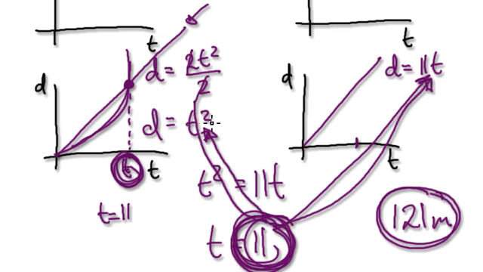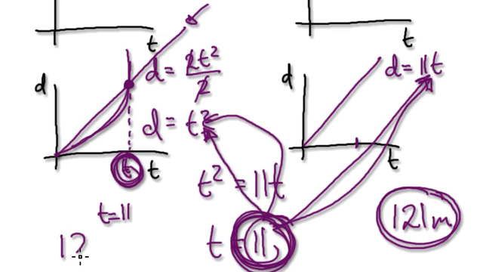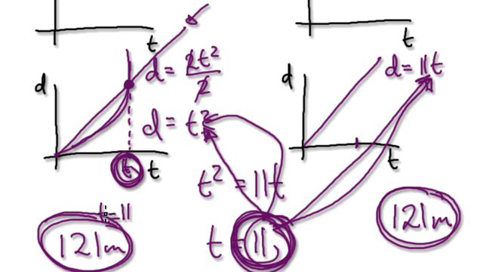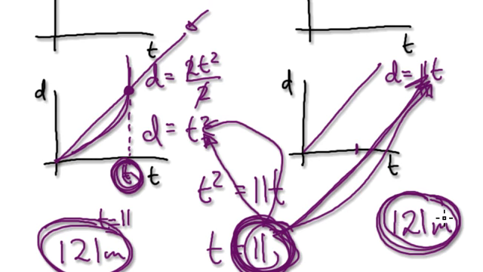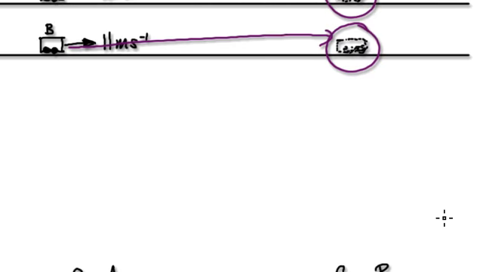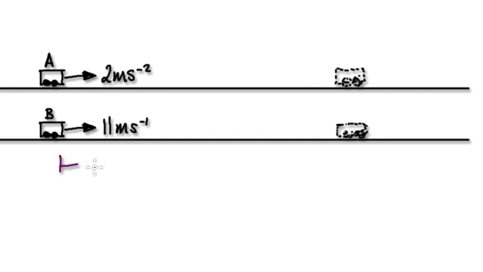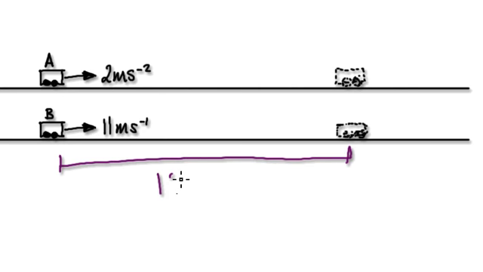If you were to put it into here, then 11 squared will also be 121 meters. So after 11 seconds, car A would have done 121 meters. And if you put it into here, after 11 seconds, car B will also have done 121 meters. So in terms of distance, the two cars will meet up after 121 meters, which happens to be after 11 seconds. Okay.